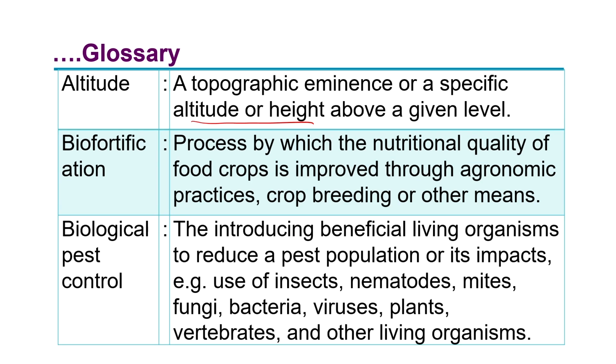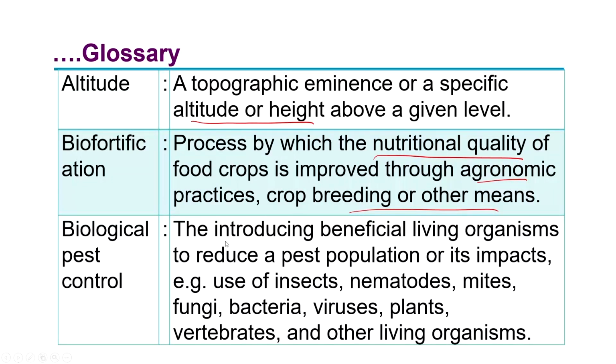Biofortification, process by which nutritional quality of food crops is improved through agronomic practices or through crop breeding practices is biofortification, means enriching the grains with certain nutrients. Biological pest control, the introducing beneficial living organism to reduce a pest population or its impact. For example, use of insects can be done for biological pest control, nematodes, mites, fungi, bacteria, viruses, plants, vertebrates, and of course some other living organisms.